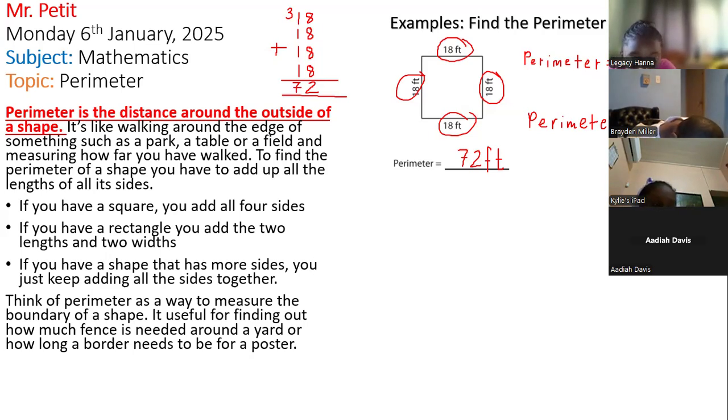Excuse me, Miss Liberty. Go ahead. May I have my phone? Quickly. Thank you, Madeline. Very good. Adaya, I need to see your work. Legacy, I need to see your work. And I'm drawing the example now. Doing the example now. Okay.